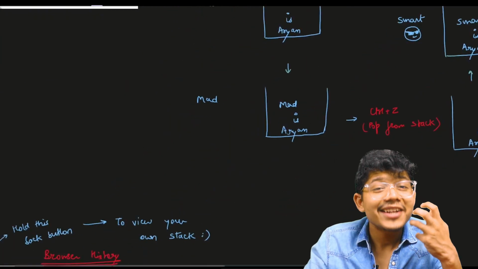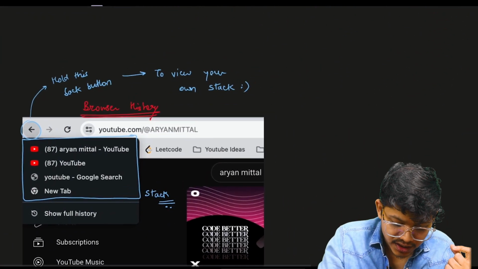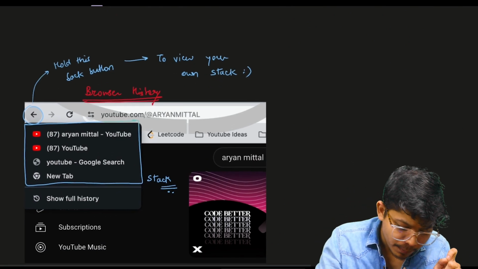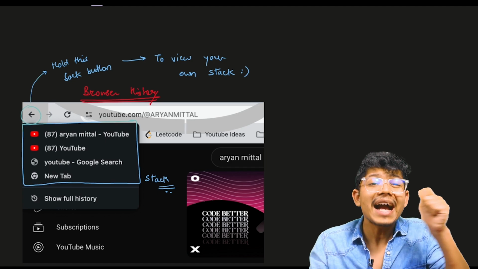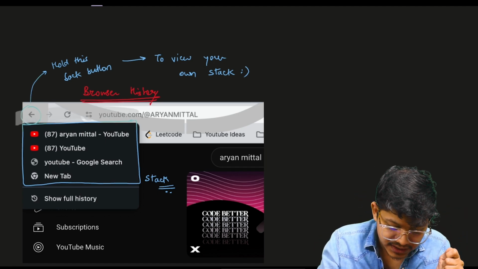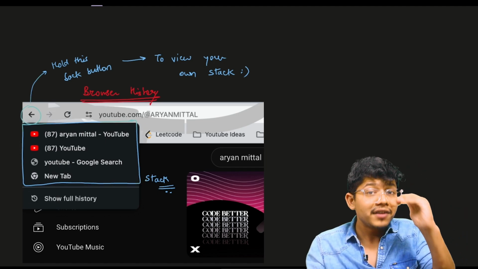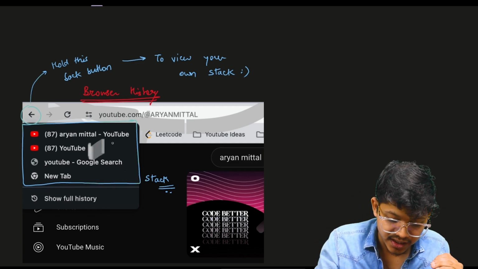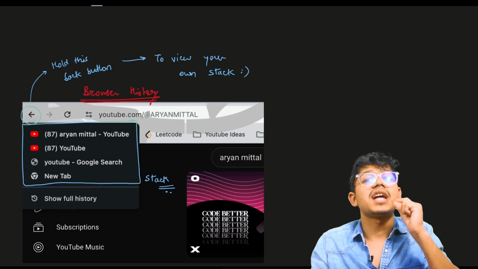The same way it is also used in your browser history. Right now also, you can long press on your browser back button, and you will see a stack of all the searches you have done in that order. This was the first search, then the next search, then the next search, and the next search, and this is the most recent search which I have done.